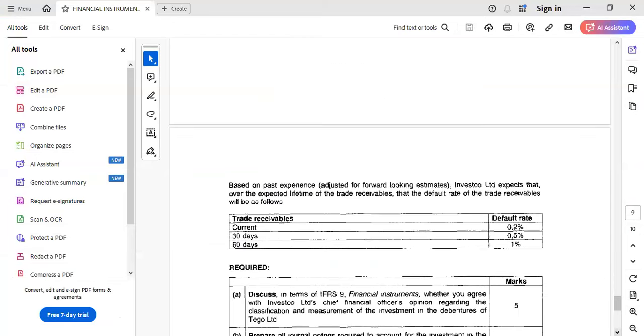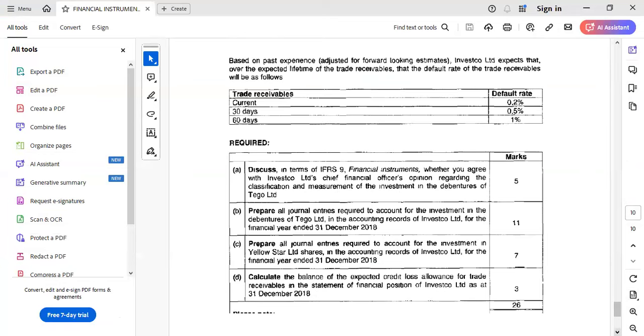Right. Number A, discuss in terms of IFRS 9 financial instruments whether you agree with Investco Limited's Chief Financial Officer's opinion regarding the classification and measurement of the debentures, investment in debentures. I will be very fast on this one because I think I've done a lot on this.